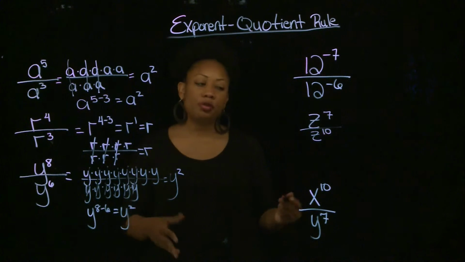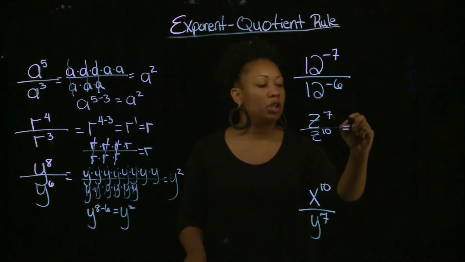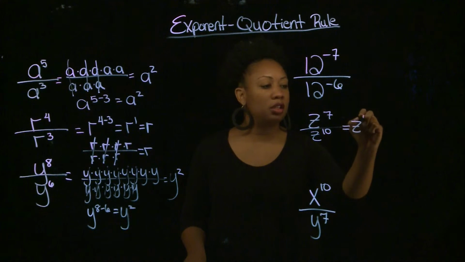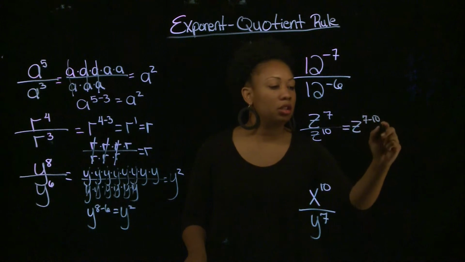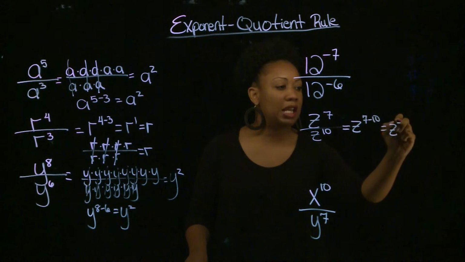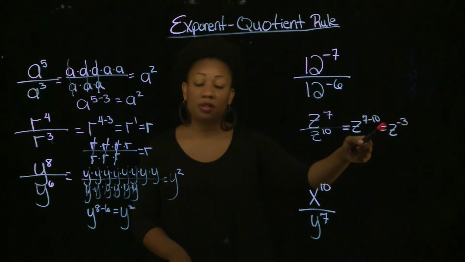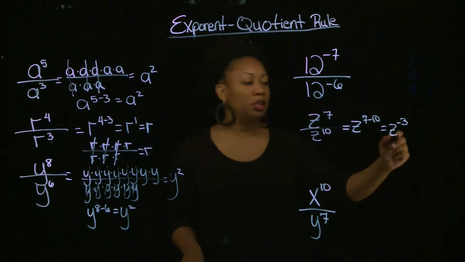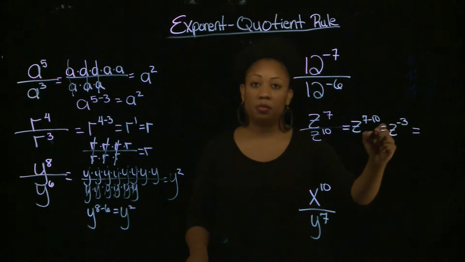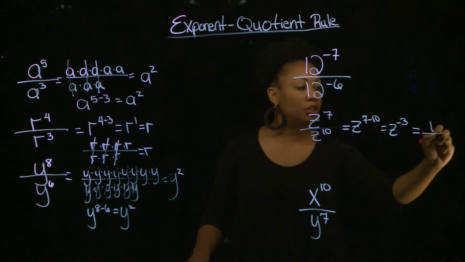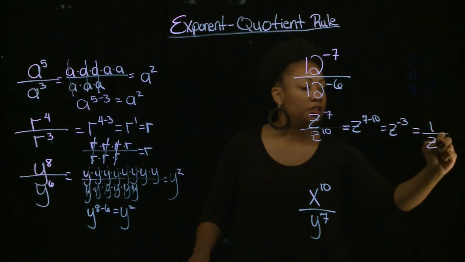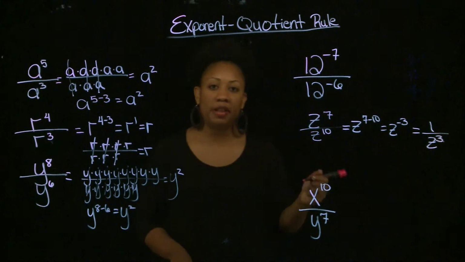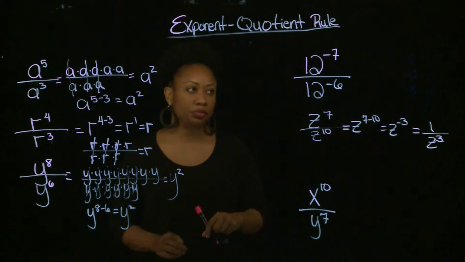Okay, using our quotient rule, we know that this is z to the 7 minus 10, which is going to give us z to the negative 3. You don't want your final answer to have a negative exponent. So remember, we're going to put this under 1, or think of it as the reciprocal of z, which is going to be 1 over z. And then this 3 is going to become positive. So that's how you would write your final answer.